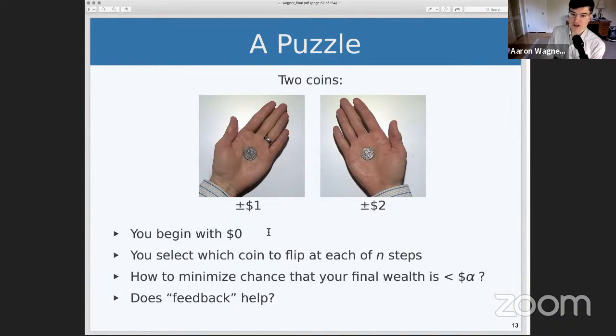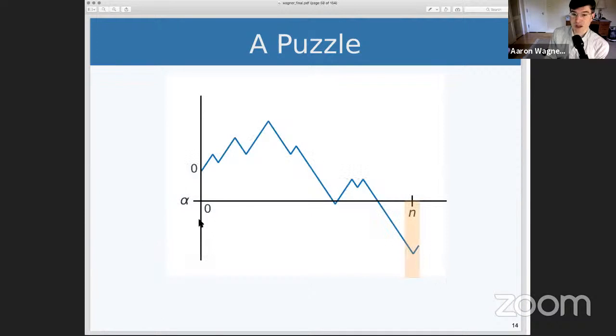So what are the strategies that are good, and does feedback help? Okay. So, at first blush, it's tempting to think that doesn't make any difference, right? Because both coins are zero mean. So, if you think just in terms of expectation, it makes no difference which coin you flip. Okay, but this thing is scored not in terms of expectation. It's this threshold behavior, right?